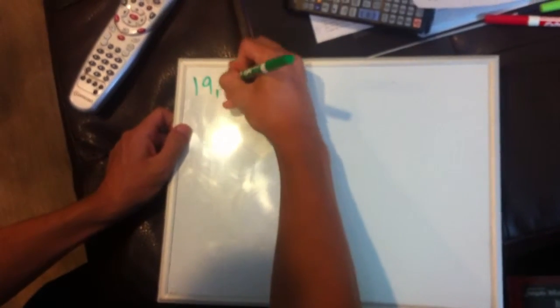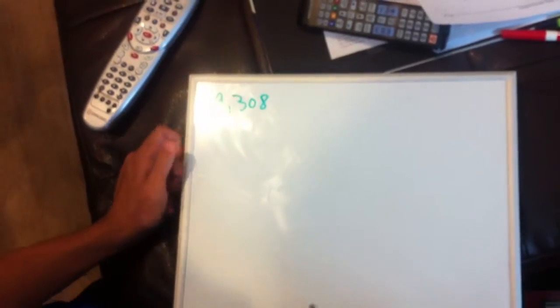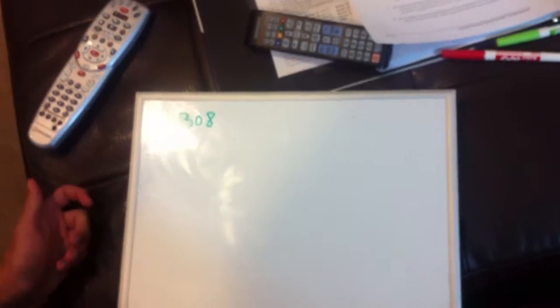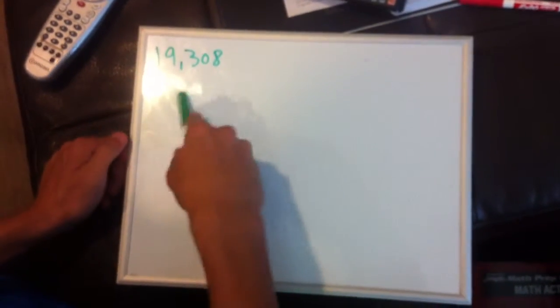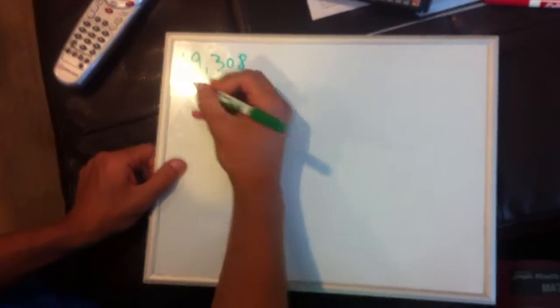Alright, hi guys. So today we're going to talk about place values. So to learn about place values, let's start with a number, but we want to make it a big number. So how about 19,308? So to better understand place values, we're going to break this number up one by one. So let's separate each number.